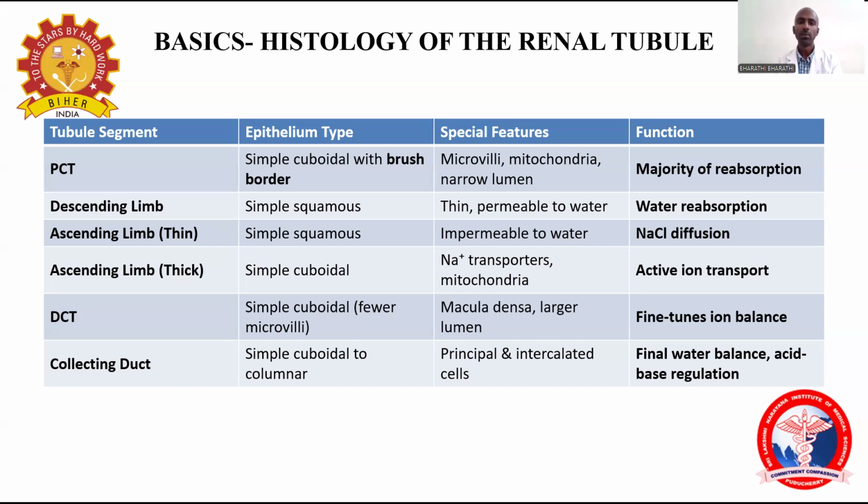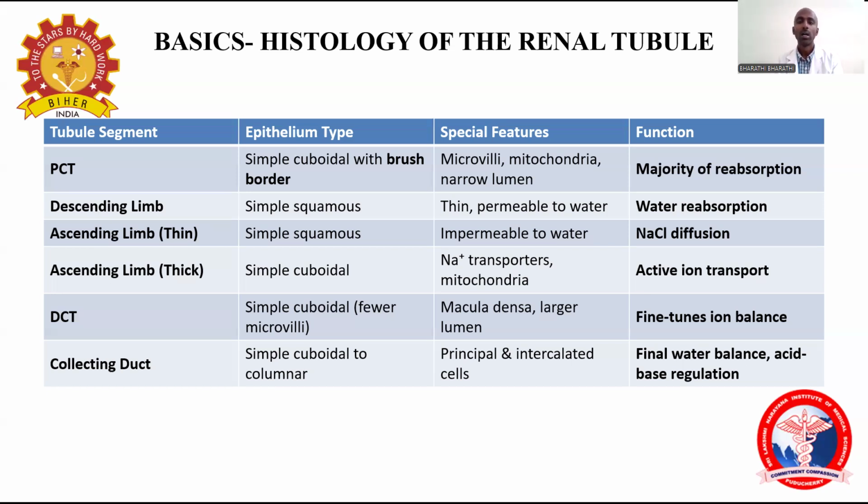And the next is the thick ascending limb. It is lined by simple cuboidal epithelium, and its special feature is that it helps in sodium transport. So this functions as active ion transport, but it is less compared to that of the proximal convoluted tubule.